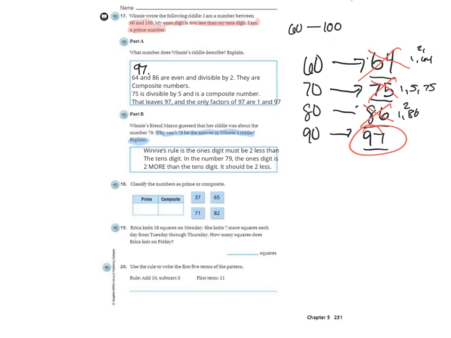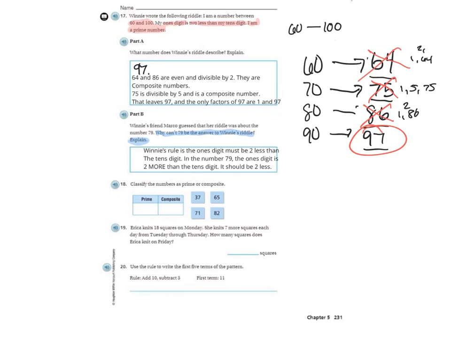And that's it, really. It has nothing to do with the fact that it is a prime number between 60 and 100. It's just that it didn't follow Winnie's rule. And you give me that, boom, you get full credit. Okay, next. All we have to do is sort out these ones, number 18. Classify the numbers as prime or composite.